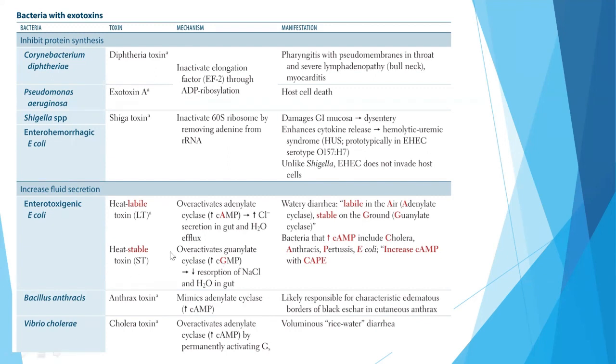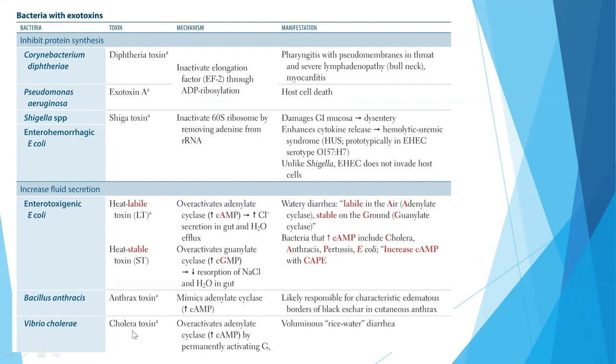Also, we can see that the heat-stable toxin overactivates guanylyl cyclase, and this decreases the reabsorption of sodium chloride. Again, if there is more salt in the gut, there will be more water. Talking about Bacillus anthracis, it produces anthrax toxin, which mimics adenylate cyclase, and it is likely responsible for the characteristic edematous borders of the black eschar in cutaneous anthrax.